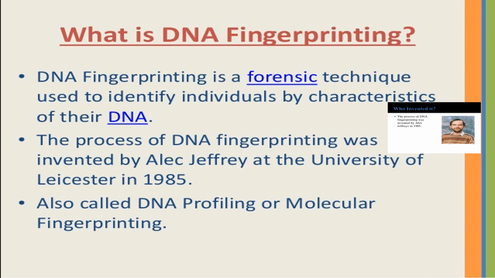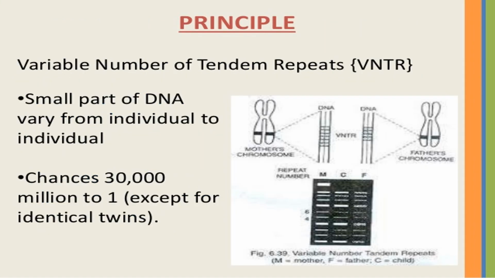This technique was first proposed by the scientist Alec Jeffreys at the University of Leicester in 1985. This technique, DNA fingerprinting, is also called DNA profiling or molecular fingerprinting. Now, what is the principle behind DNA fingerprinting? The variable number tandem repeats.